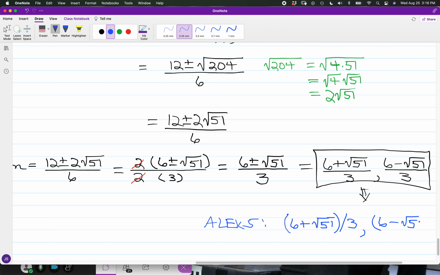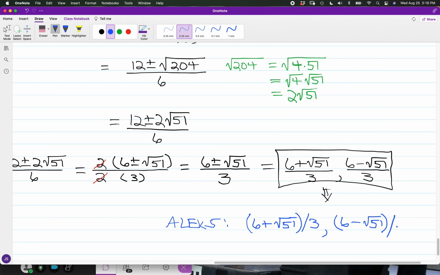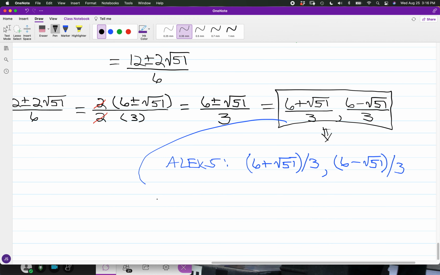Yes. Why can't you reduce that further? Let me mention this. Okay, you could. Let me show you this way. You could say you have 6/3 plus or minus the square root of 51 over 3. And this would go to 2 plus or minus the square root of 51 over 3.